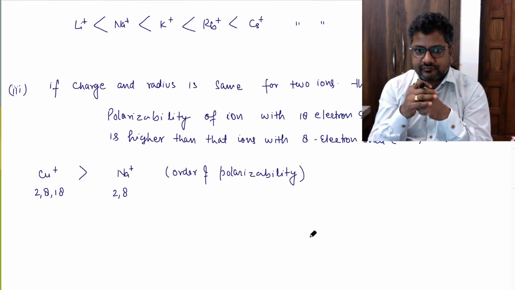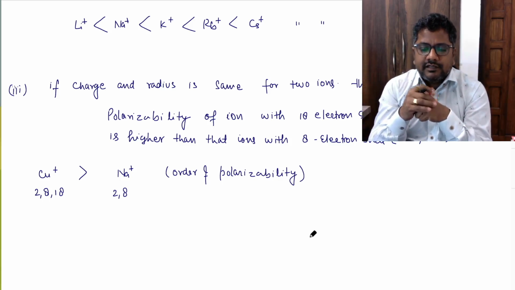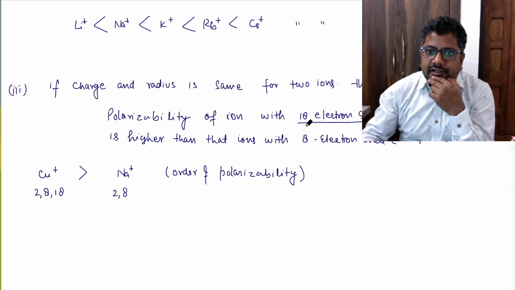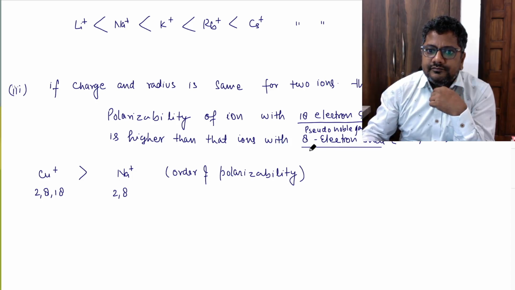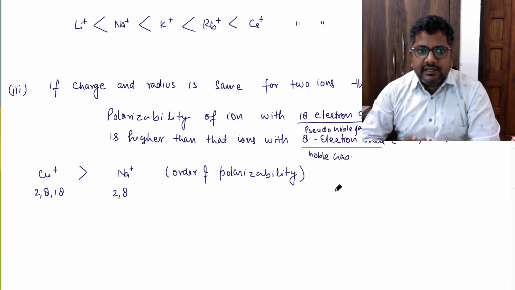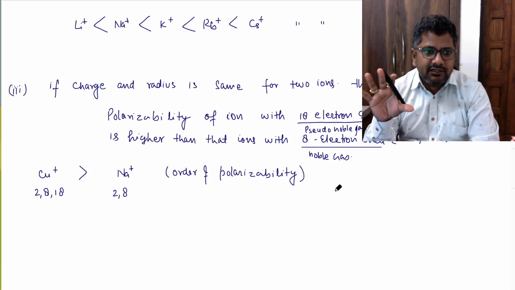Similarly, these 3 points will cover all the cases. See, this is called pseudo noble gas configuration. Sometime you may find this. And this is called noble gas configuration. Right? So basically, the polarizability is governed by all these 3 points, and all the examples can be covered.